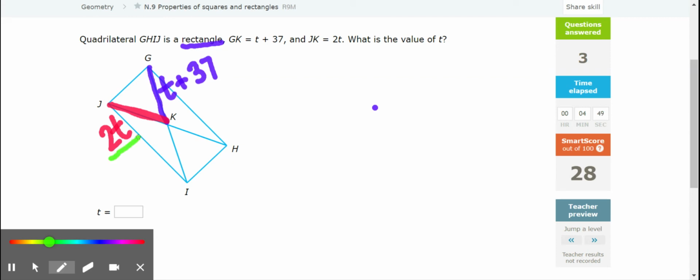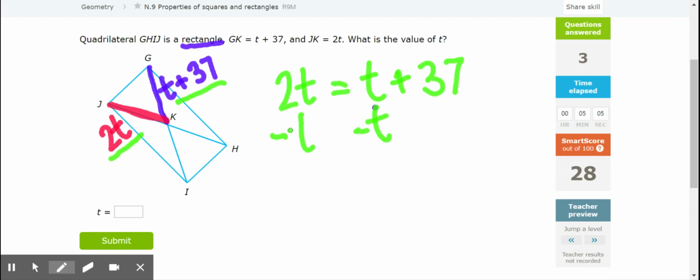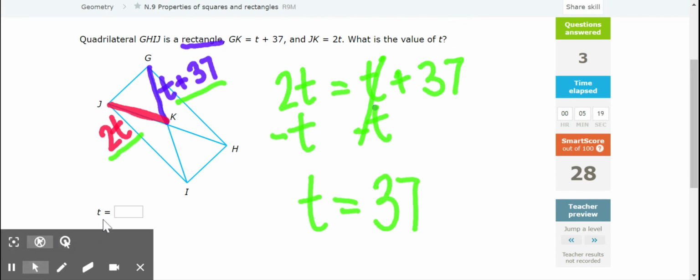So I'm going to put 2T is equal to T plus 37. And then I just solve for T. I need to get all my T's to one side. So 2T minus T is just T. These cross out. So T is going to equal 37. And that's what they wanted me to find. They said, what is the value of T? So I'm going to put 37.